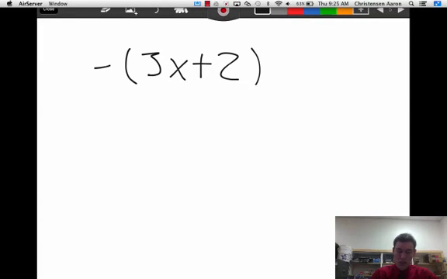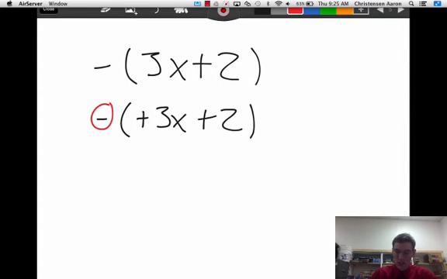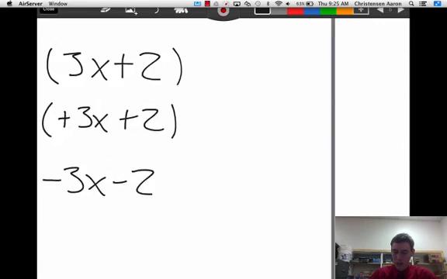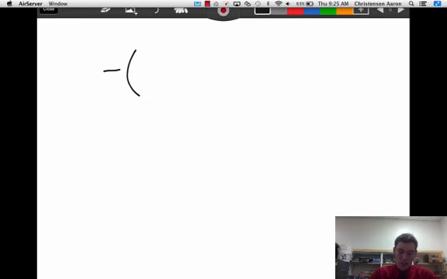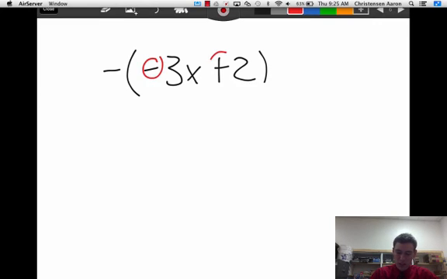Just remember that every single time you have a negative out front of something like 3x plus 2, we just change the sign of everything that's on the inside. So this is a positive 3x and a positive 2. The negative out front changes the sign of everything, so then it becomes negative 3x minus 2. And if it were a negative 3x and a positive 2, still change the signs of everything on the inside. So then this becomes positive 3x minus 2.